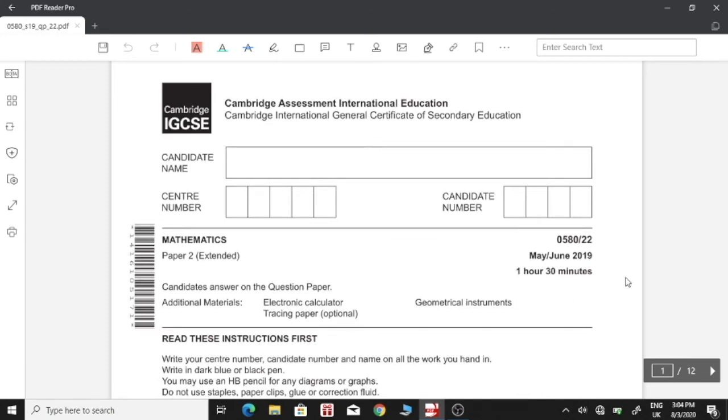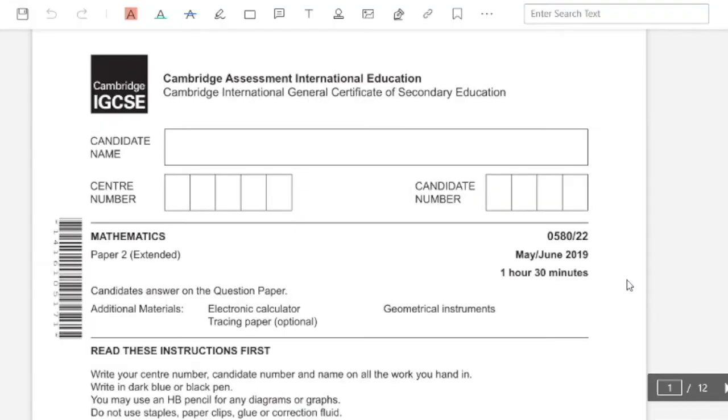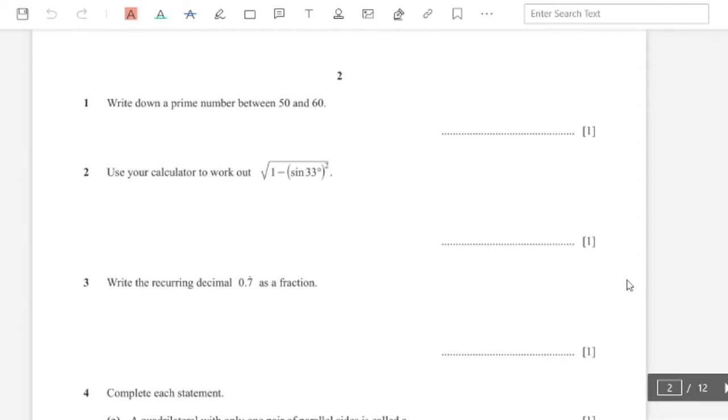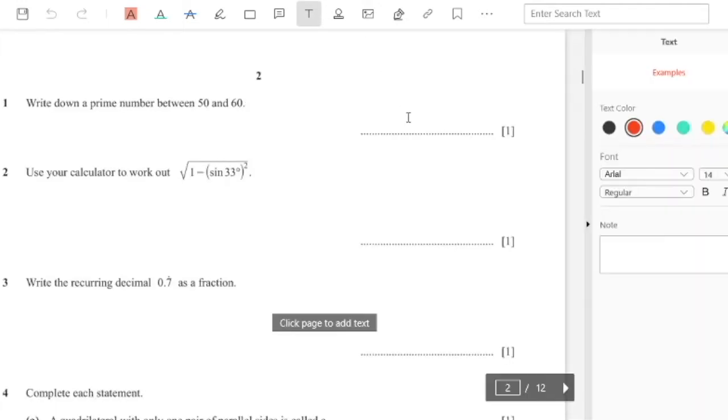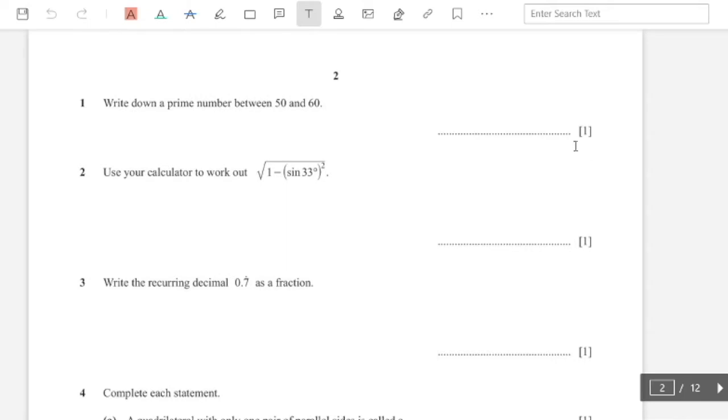Today I am going to be solving Paper 2 Variant 1 of May-June 2019 0580 Mathematics. Starting with question number 1, write down a prime number between 50 and 60. Well, any number which is not divisible by 3. A hint for this question can be any number which is not completely divisible by 2 or 5 or 3. And I'm going to use 53.